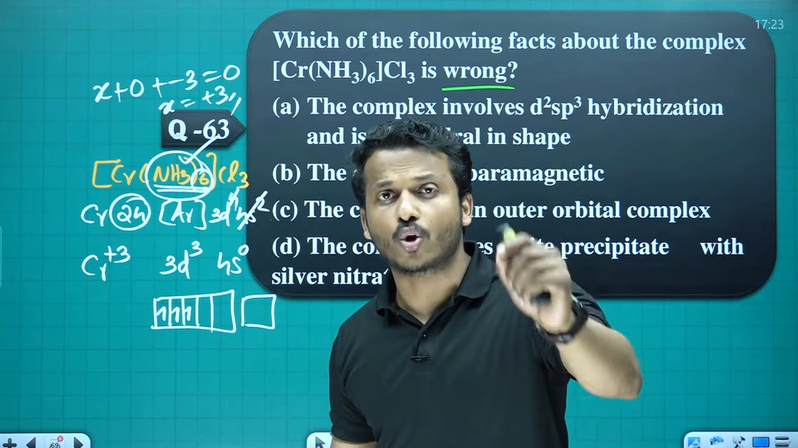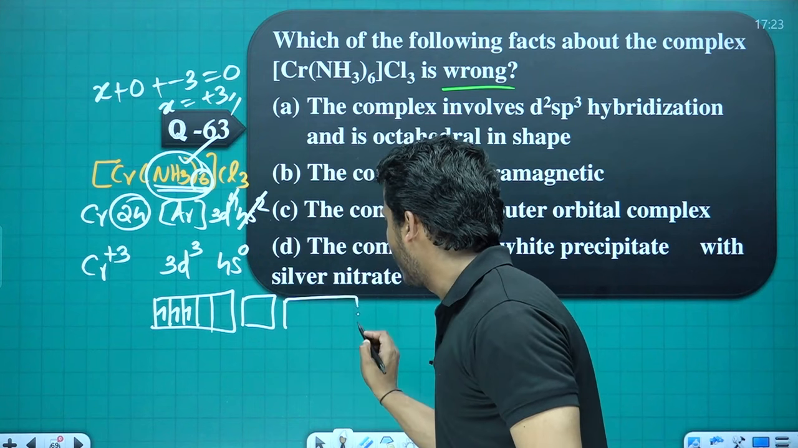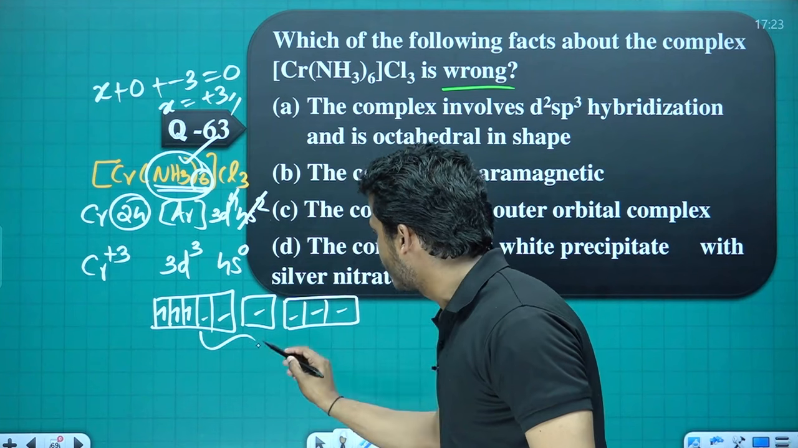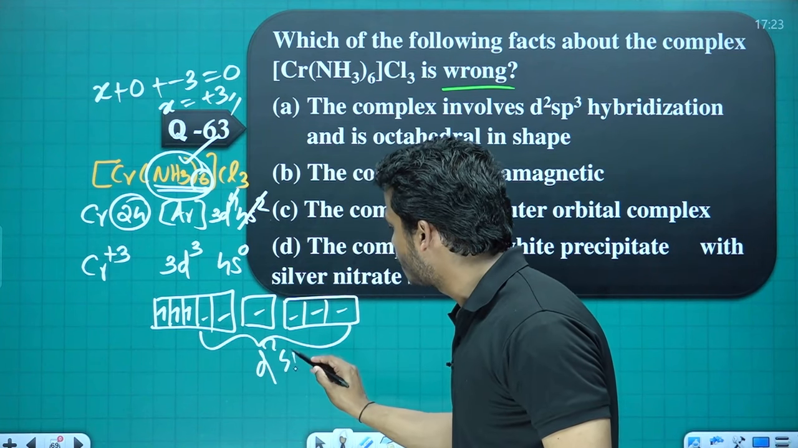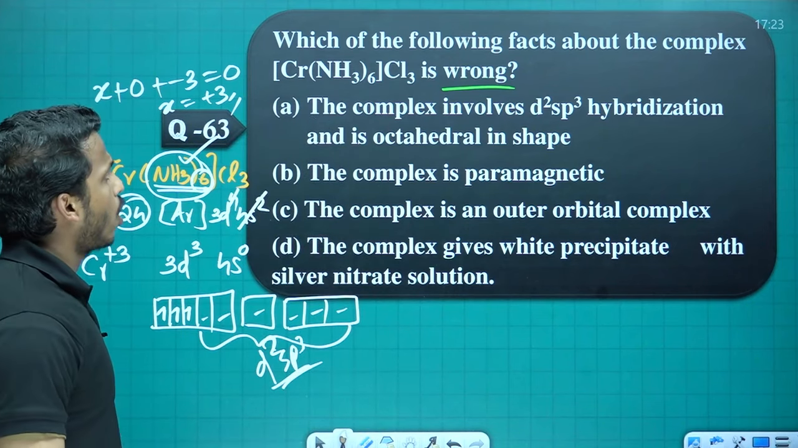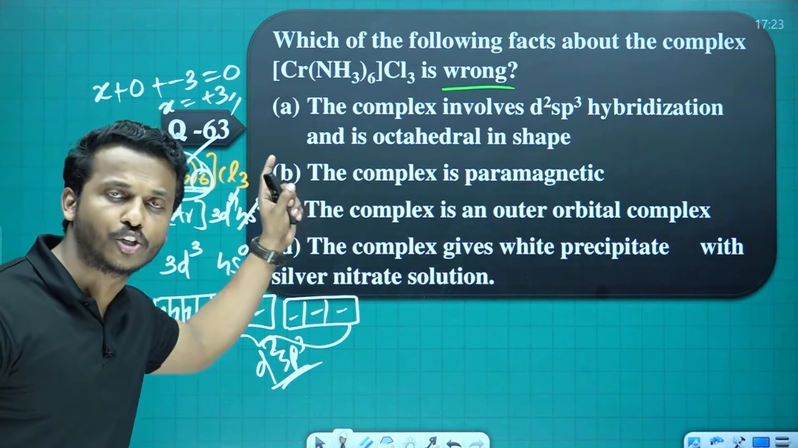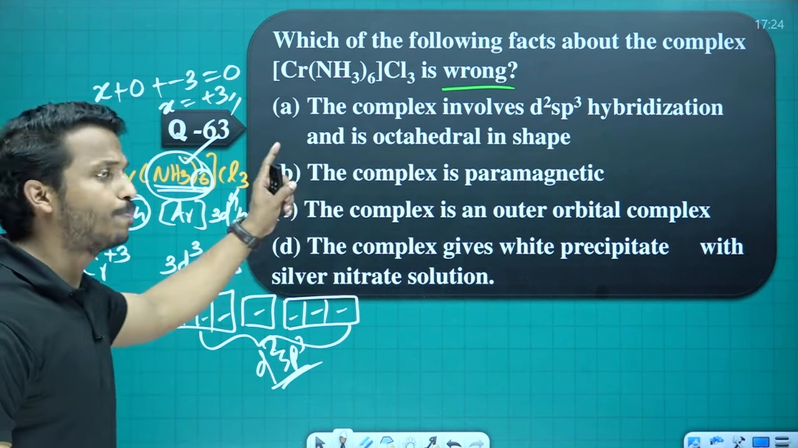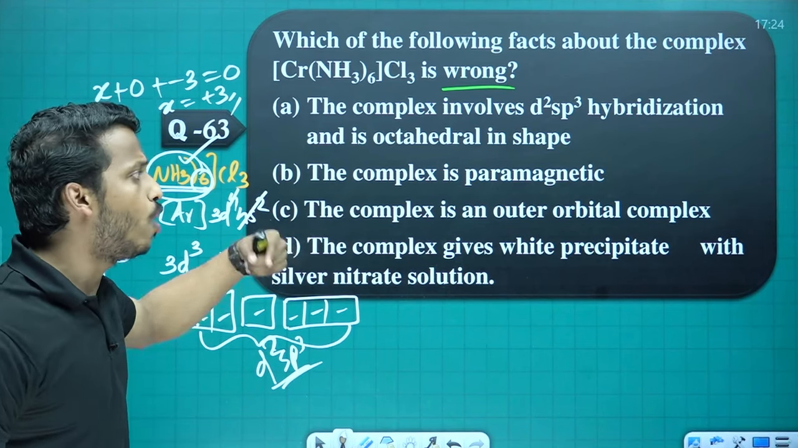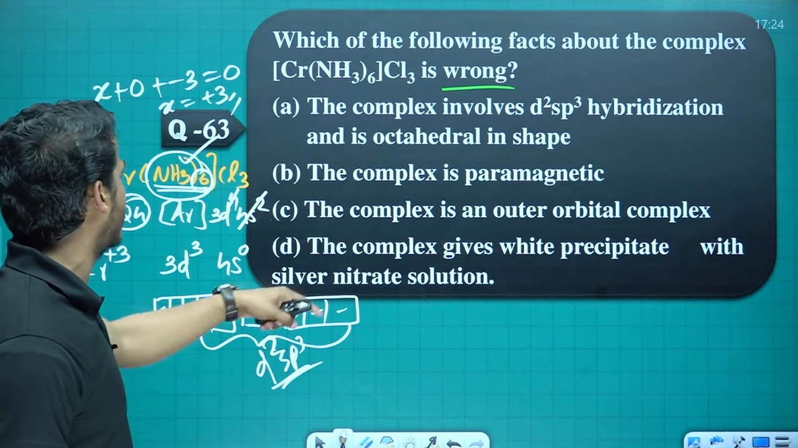So even though there is a strong ligand, we studied some exceptional cases. Even though amine is a strong ligand, here no need to pair it. So you can go to the hybridization. You can take 1, 2, 3, 4, 5, 6. What is the hybridization? d2sp3 can be selected. d2sp3. So check it all. The complex involves d2sp3 hybridization and is octahedral in shape. Yes, correct. The complex is paramagnetic. Yes, that's having unpaired electrons, correct. The complex is an outer orbital complex and the complex gives a white precipitate with silver nitrate.